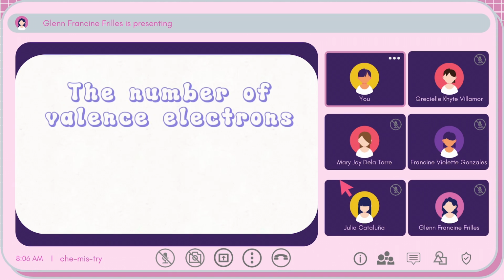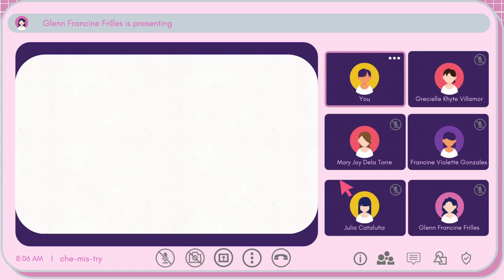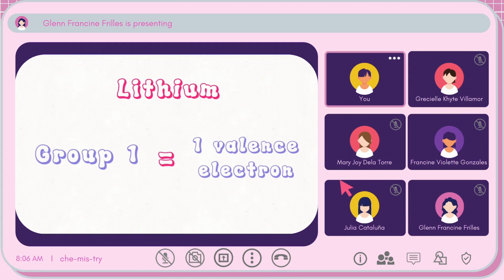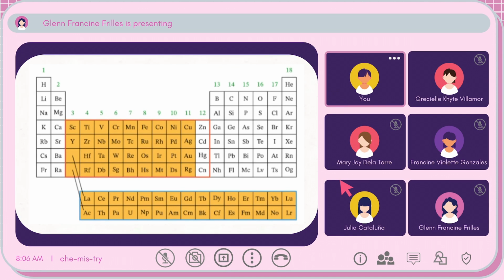The number of valence electrons is equal to the atom's main group number. For example, lithium is in group 1, meaning it has 1 valence electron, and so forth. Meanwhile, the transition metals have different valence electrons, which are more complicated to find, so you can just search it up on the internet for tutorials.